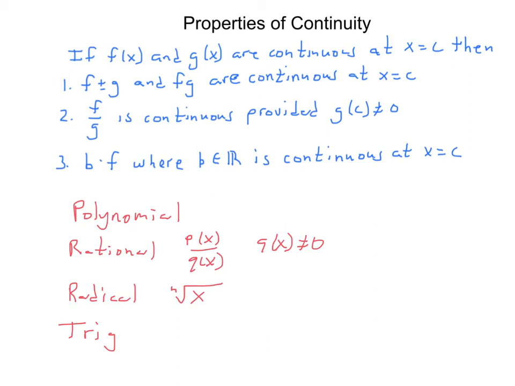These facts, in terms of these four types of functions, along with the properties of continuity, really extend your ability to tell me that a lot of different functions are continuous. Any combination of these, where I have a radical plus a trig function, or trig plus a rational, we could all say those are continuous over their domain.